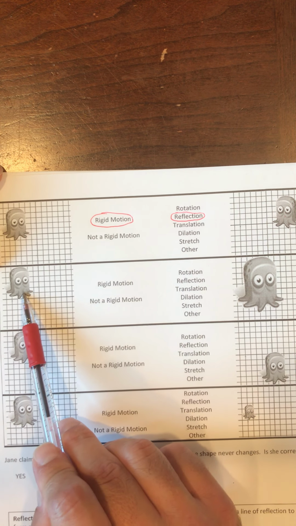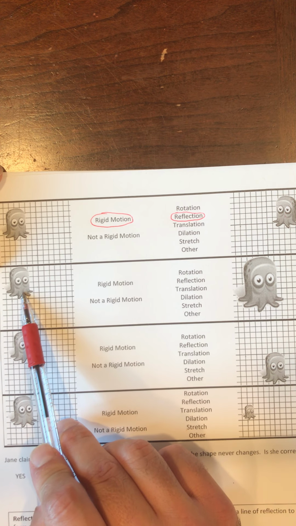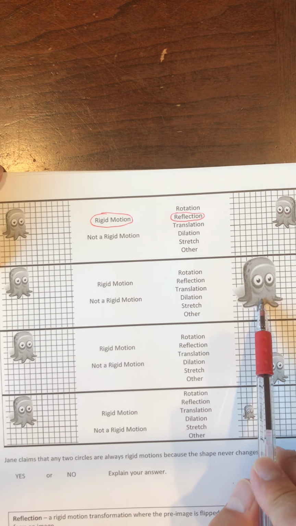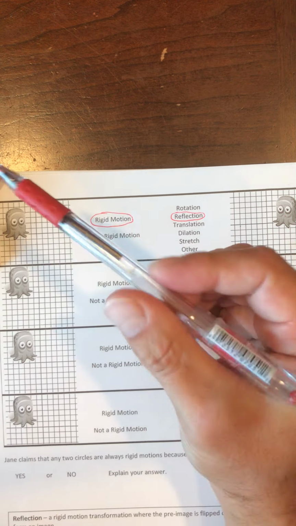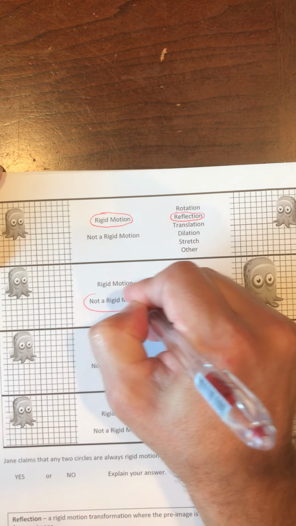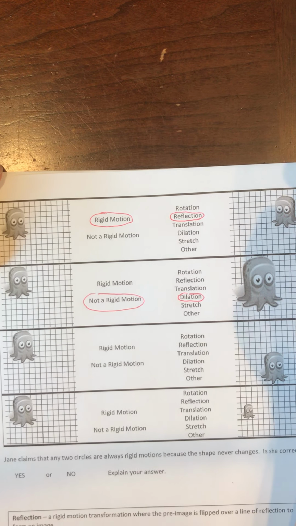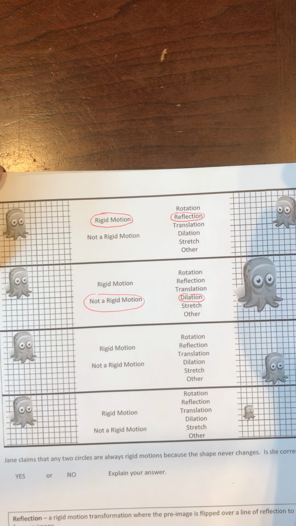You look at the next one. Think about what's going on here. Here's your original. Here's your new one. It got bigger. So this is not a rigid motion. This one's actually definitely a dilation because it got bigger. The other one on the first page was more of a stretch.